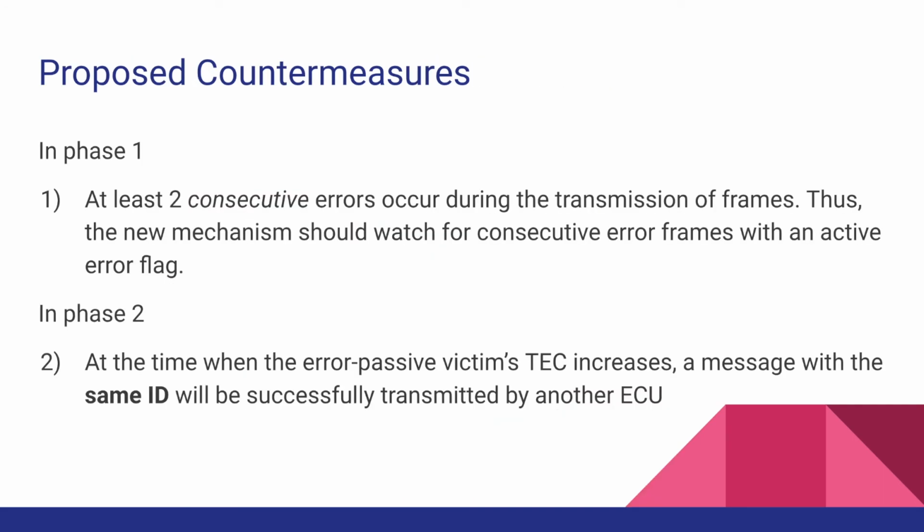So the authors also suggested some possible countermeasures. One countermeasure has to be taken into account in phase 1 and the other in phase 2. A combination of these 2 points is how to flag and take note of a bus off attack. The first one is in phase 1, you have to keep a lookout for at least 2 consecutive errors that occur during the transmission of frames. Thus, whatever new mechanism should watch out for consecutive error frames with an active error flag. And in phase 2, at the time when the error passive victim's TEC counter increases, a message with the same ID will be successfully transmitted by another ECU.